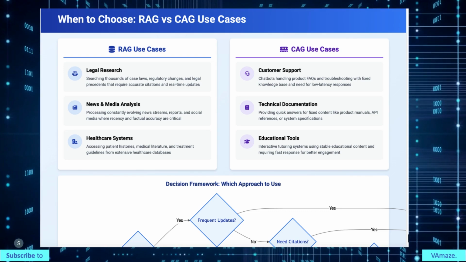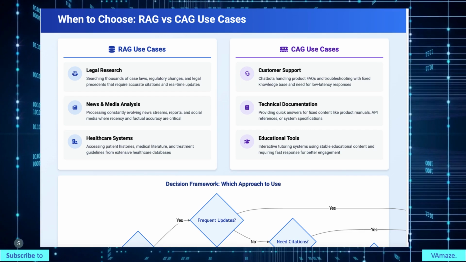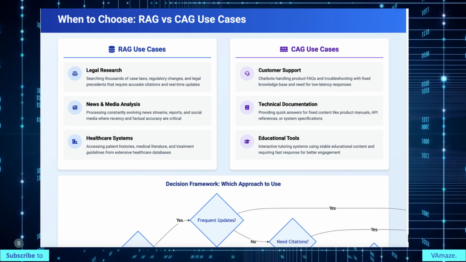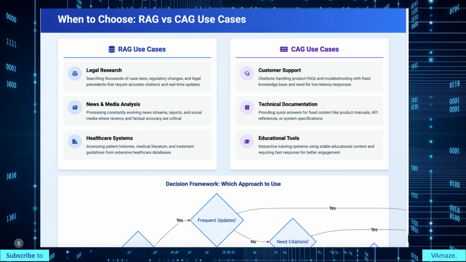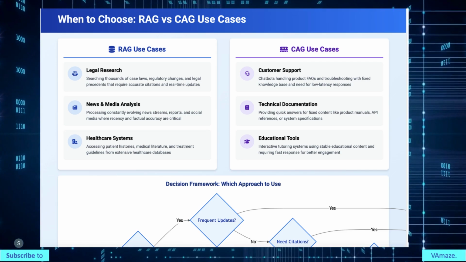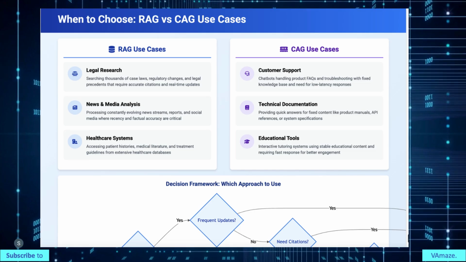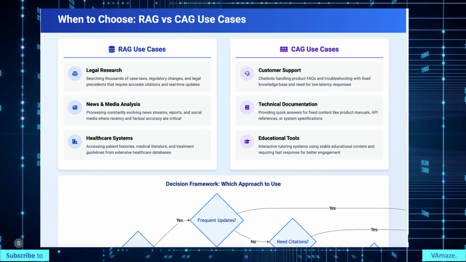Decision framework, which approach to use. To help you decide which approach is best for your needs, consider these questions. Do you have a large knowledge base? Do you need frequent updates? Do you require citations? If your answers are mostly yes, RAG is the optimal solution. If you need low latency responses and a fixed dataset, CAG may be the better choice.